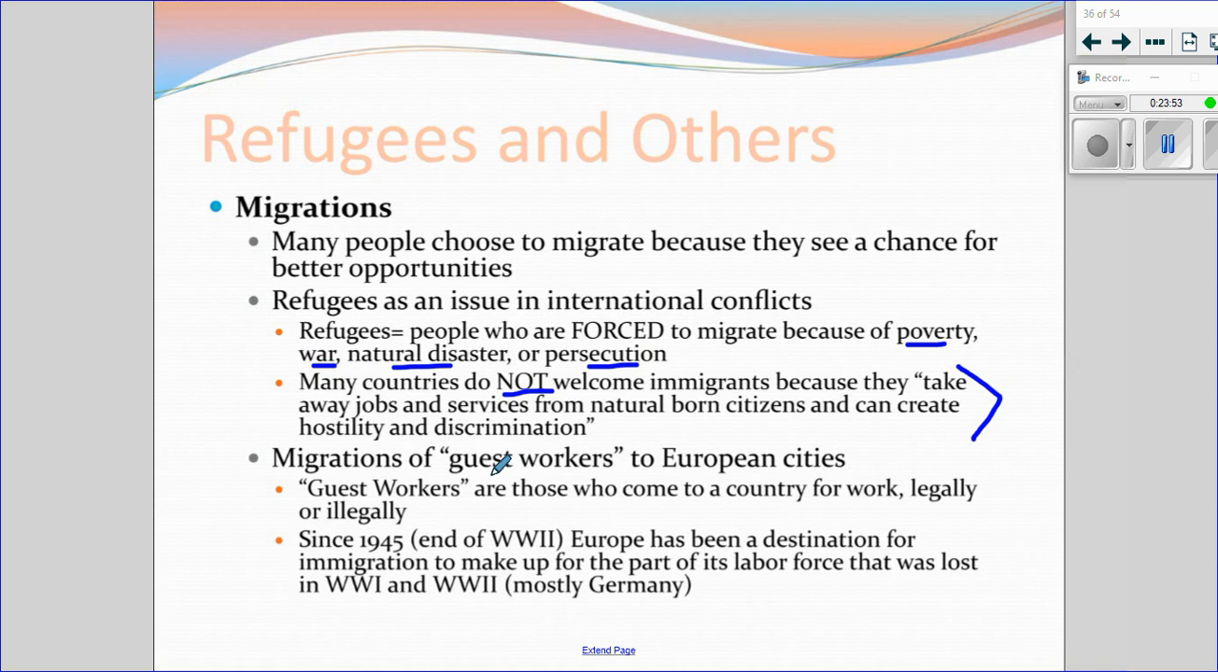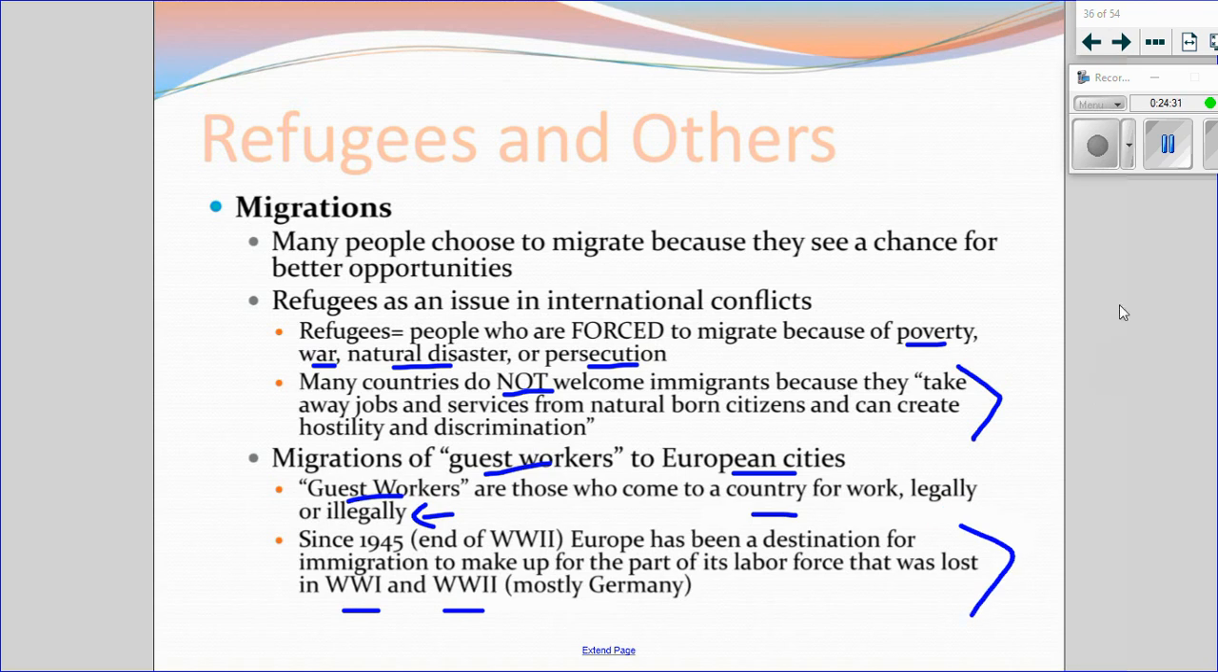You have guest workers, who are people that live in one country but work in another. This is common in European cities. You also have a lot of guest workers in the Middle East because oil-based economies tend to have labor shortages. So guest workers come to a country for work. That could be legal or illegal, and it's a common thing. Since 1945, Europe has been a destination for immigration to make up for the loss of its labor force. They lost a lot of military-age males in World War I and World War II.